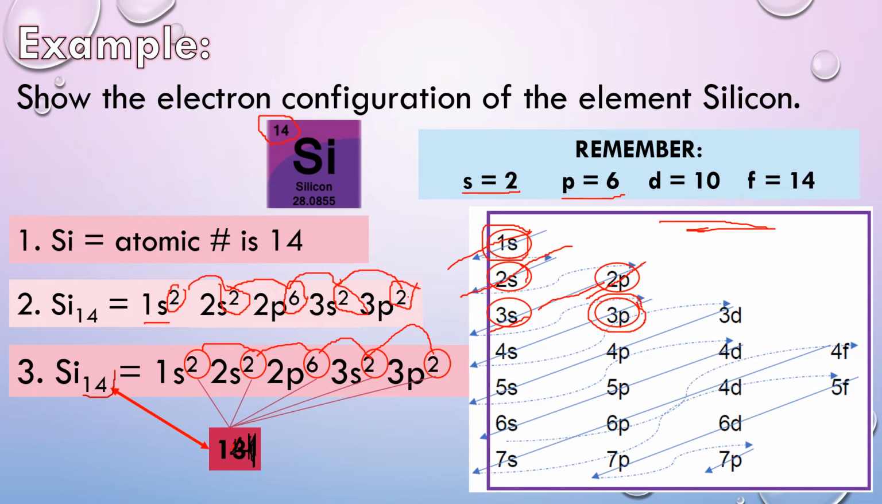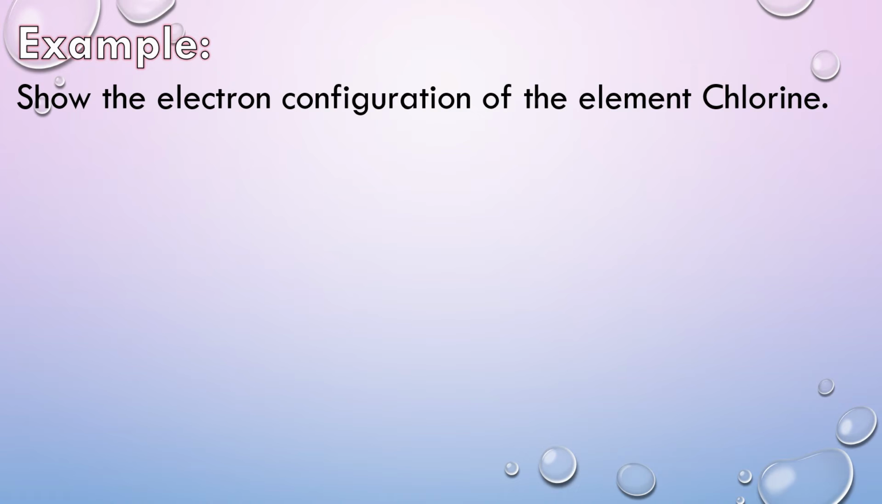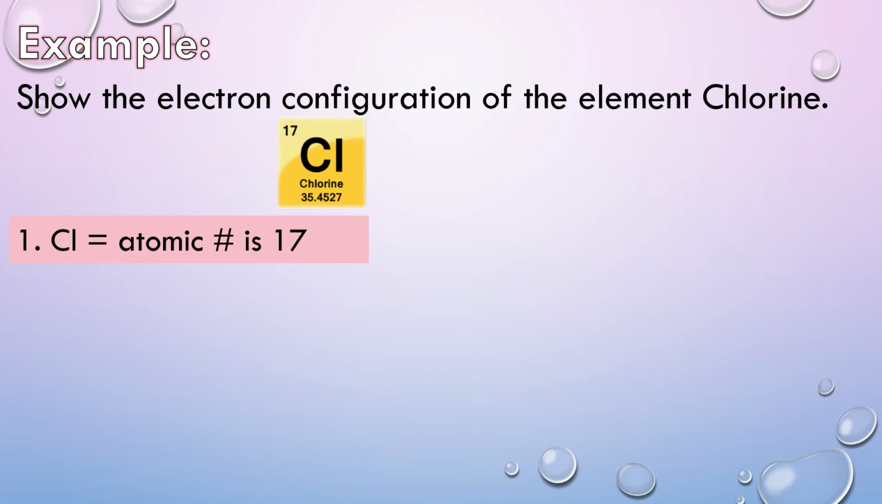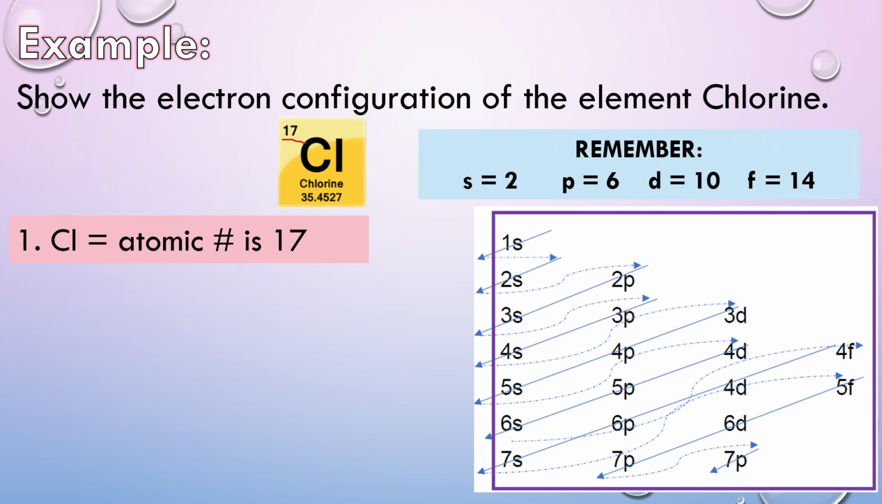So, I'll give you a last example para sa mga hindi pa masyadong nagigets yung topic. Show the electron configuration of the element chlorine. So, in the periodic table, ganito yung itsura ng chlorine. Its symbol is Cl. And the atomic number is 17. So, we will write Cl and its atomic number 17.